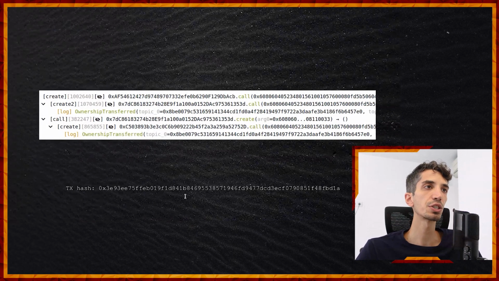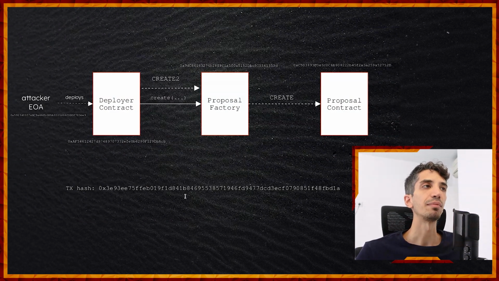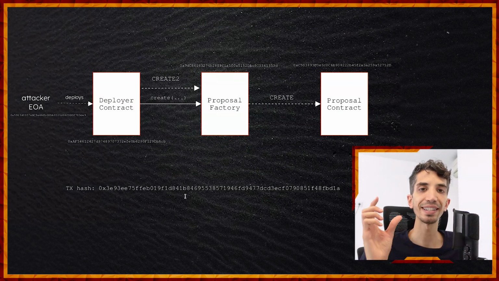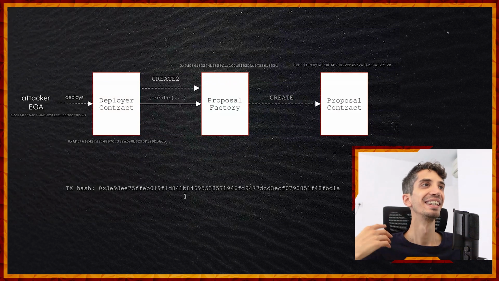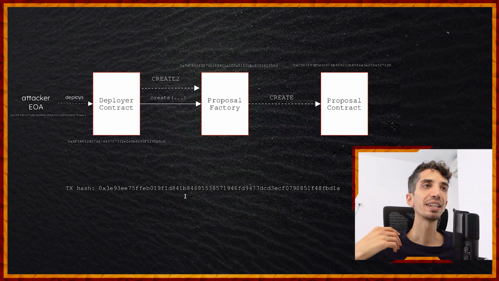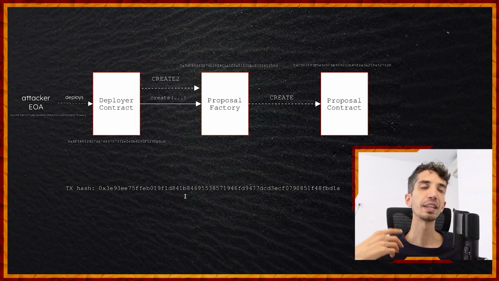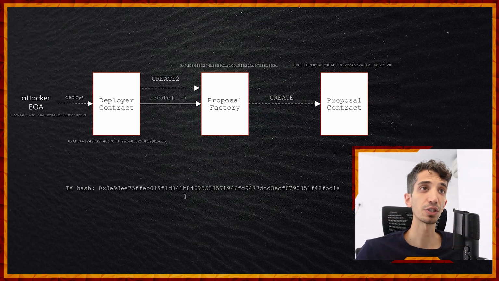So this is the transaction, and this is the setup in a nicer diagram. I'm going to go from left to right. We have an attacker EOA that deploys the deployer contract. Remember at least the first characters of those addresses because they are quite important to understand this. The deployer contract then uses create2 to deploy a proposal factory, and after being created, the proposal factory will be called by the deployer contract calling its create function. The proposal factory has a create function.